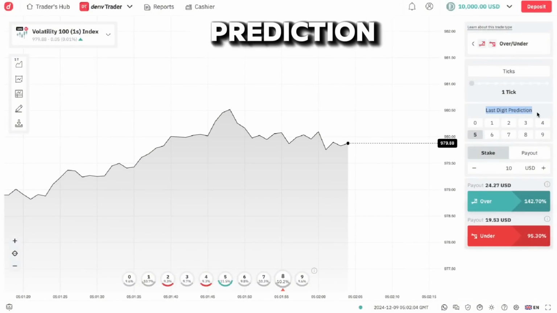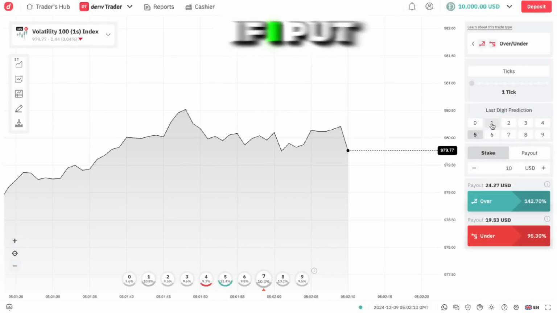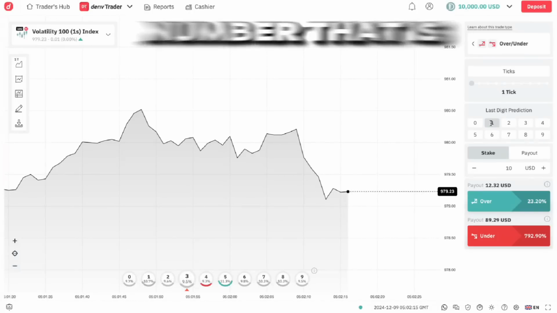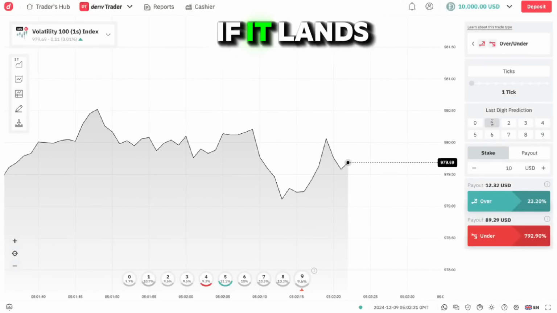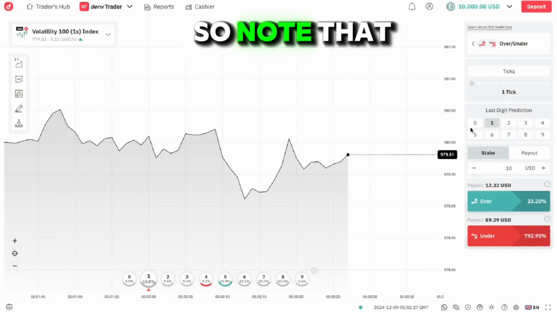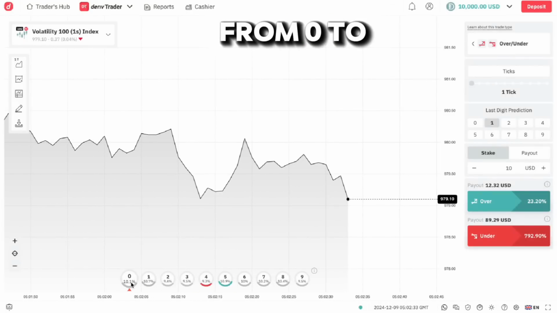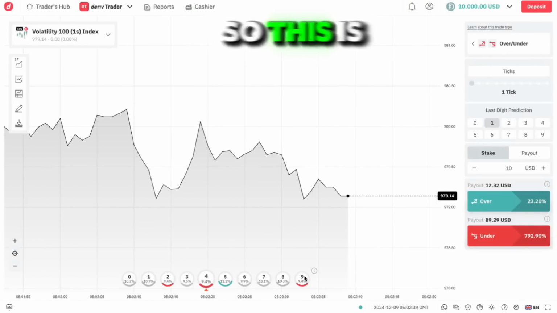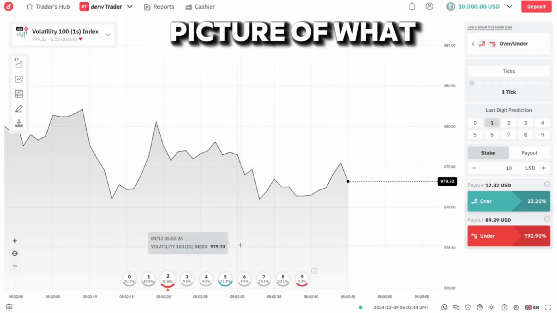And then on the last digit prediction, what you're basically saying when you're trading over under is, if I put over 1, what I mean is this moving cursor must exit on a number that is either 2, 3, 4, 5, 6, 7, 8, or 9. If it lands at 1 or it lands at 0, I lose my money. So note that these digits at the bottom here, first of all, forget the percentages. From 0 to 9 are percentages of the last 1,000 ticks. So this is historical data. This is not what is going to happen, but historical data gives you a picture of what might happen.